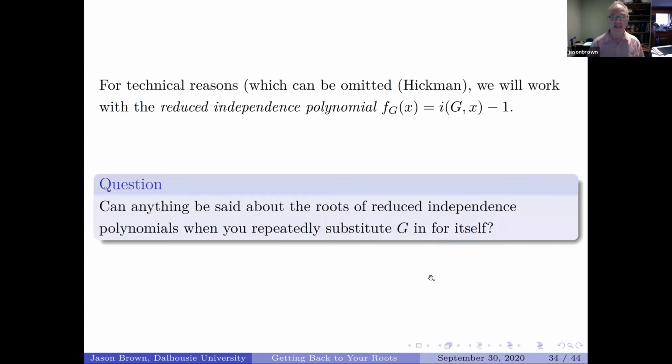So the question is, can anything be said of the roots of reduced independence polynomials when you repeatedly substitute G in for itself?